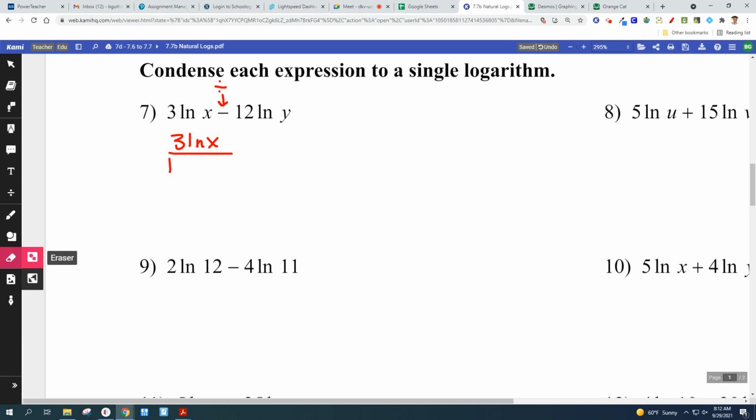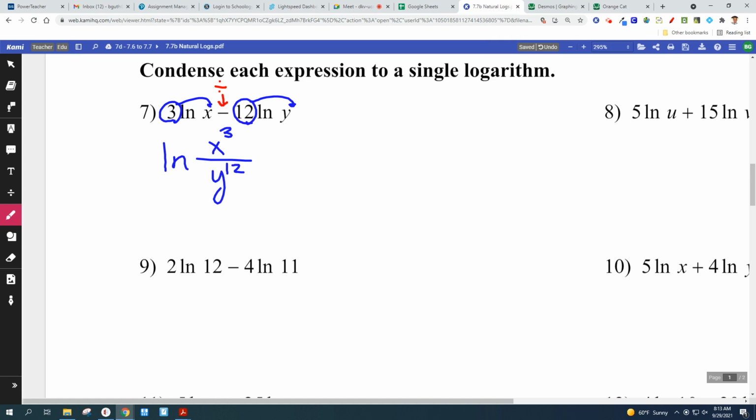No, sorry. I also know that, let's go ahead and knock this out. This 3 is going to be an exponent, right? All right, so this 12 is going to be an exponent. So I'm going to have a single natural log, and I'm going to have a division problem. But on the top is going to be that x to the third, because that 3 in the front is an exponent. And on the bottom, I'm going to have y to the 12th. That's it. Condense. When they say condense, they mean make it smaller. Specifically, they only want to see one logarithm, one log.